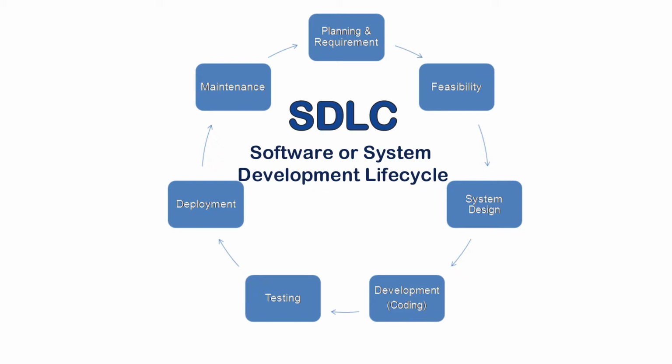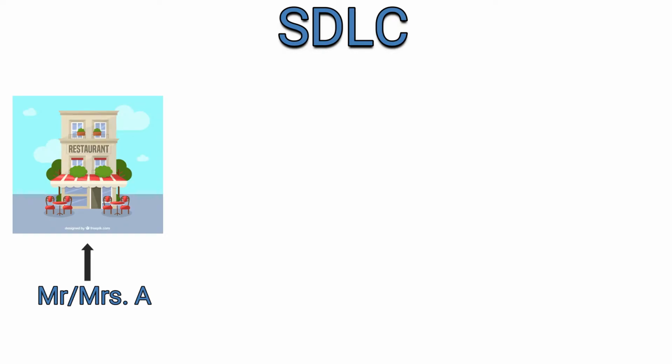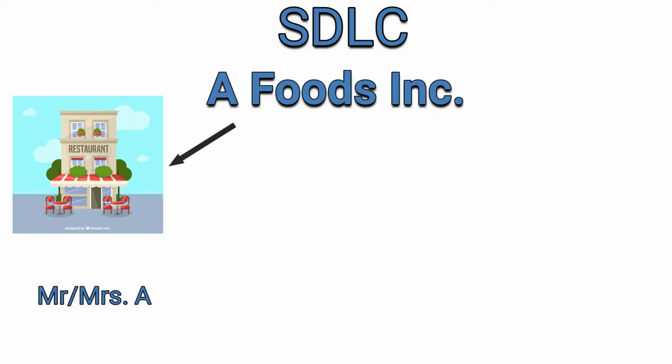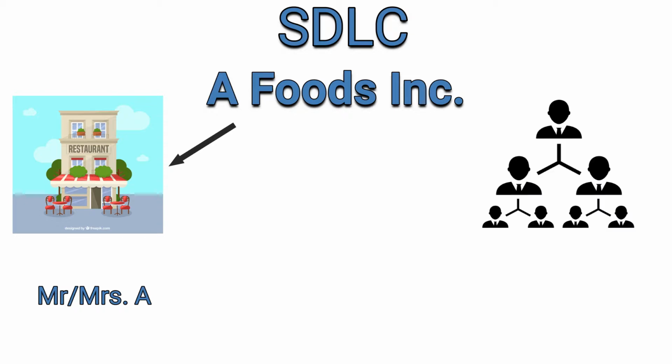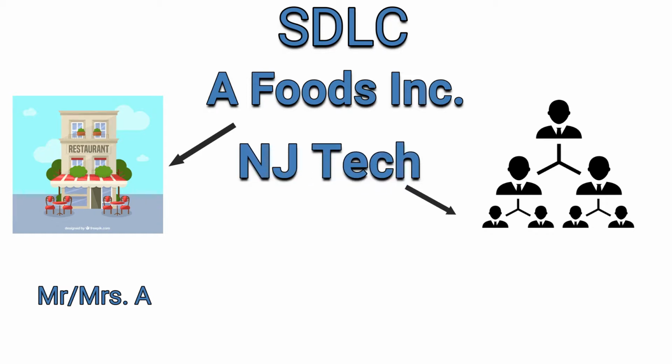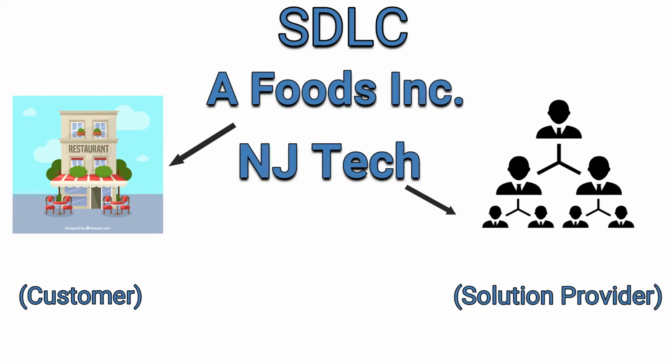SDLC is a short form of software development lifecycle, sometimes also called system development lifecycle. Let's think of a real life scenario and understand what SDLC is. Mr. and Mrs. A own a restaurant, for example, A Foods Incorporation. They want to make their business big, so they think of selling their food items online. They contact an IT solution provider. Let's name this provider NJ Tech.